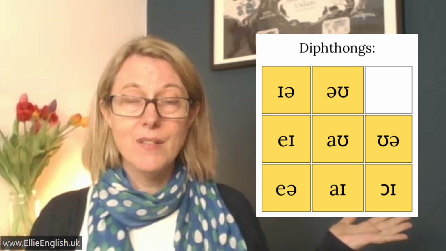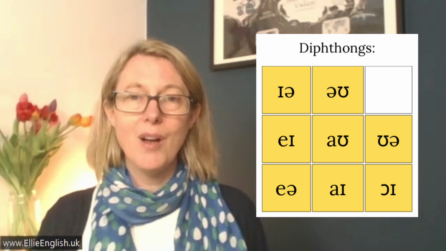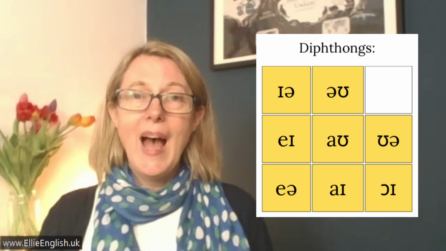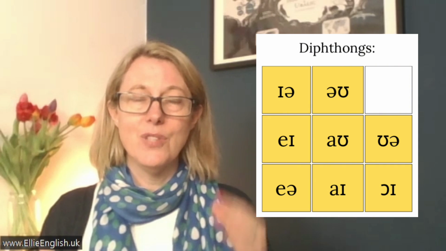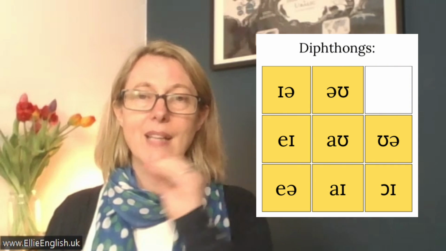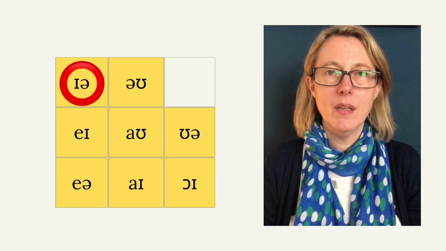And then we have a second group of vowels, and the vowels in this group are called diphthongs. And with the diphthongs, there is movement in the sound. So the vowel starts in one place and ends somewhere else. Let's look at those.